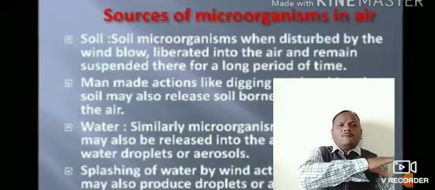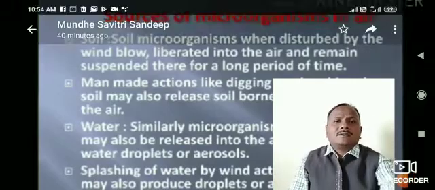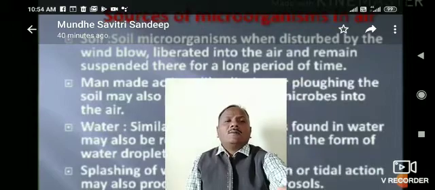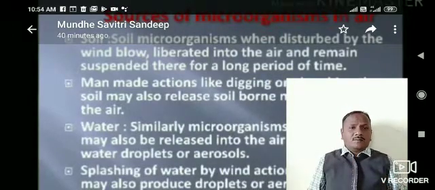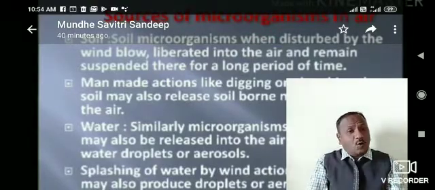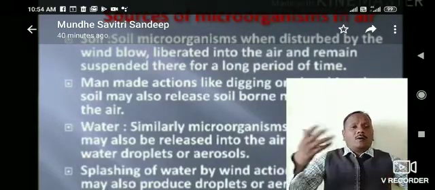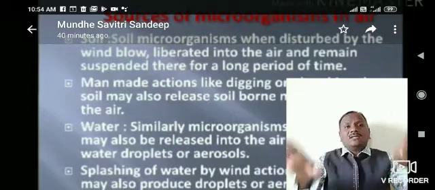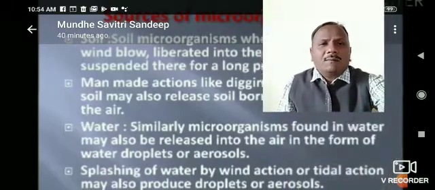They flow from one place to another and float in the air. Apart from that, man-made actions like digging and ploughing soil may also release soil-borne microorganisms. During construction and other man's actions in the soil, the soil-borne microorganisms get mixed into the air and settle in the air.